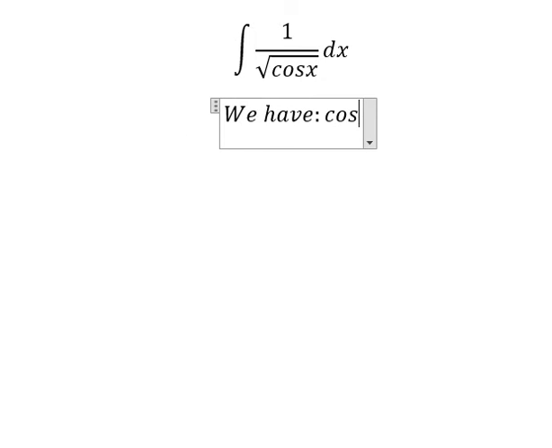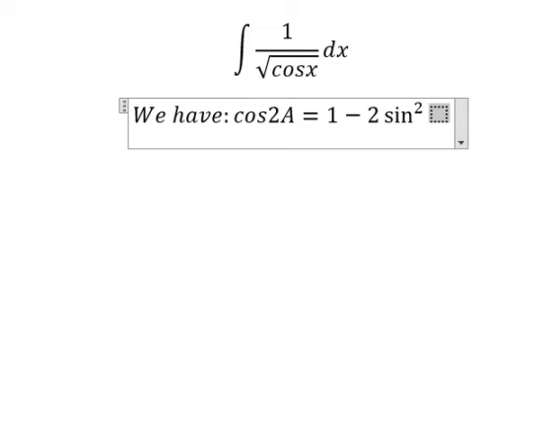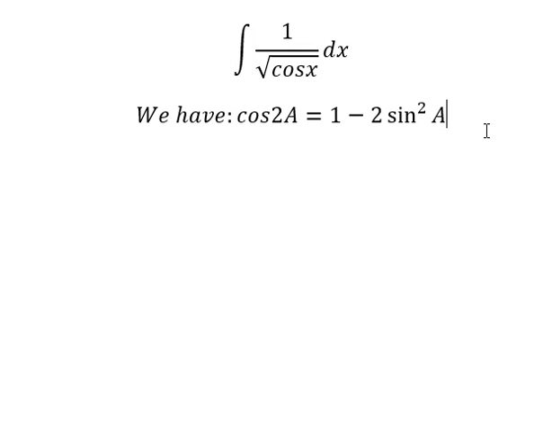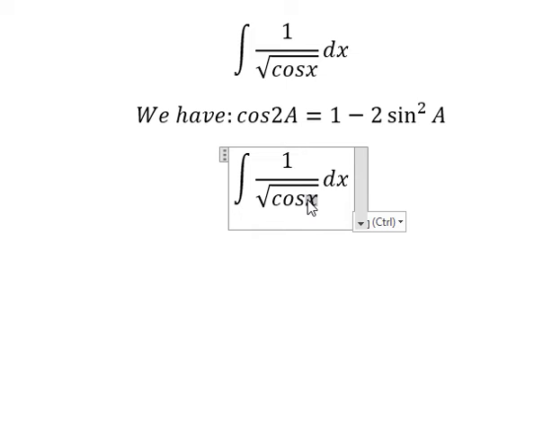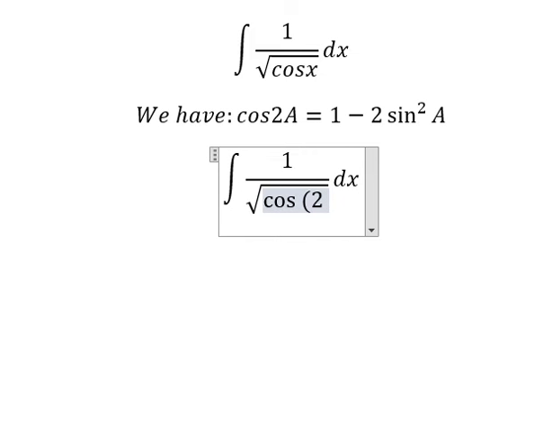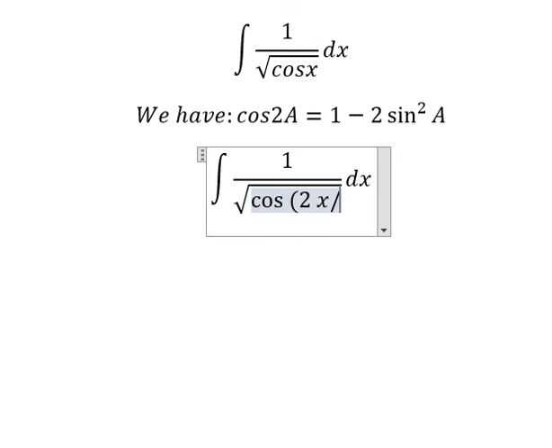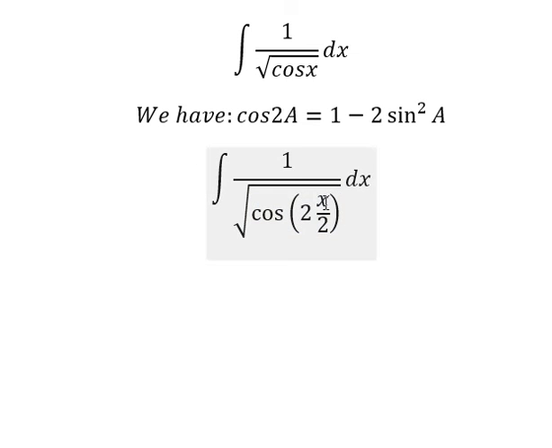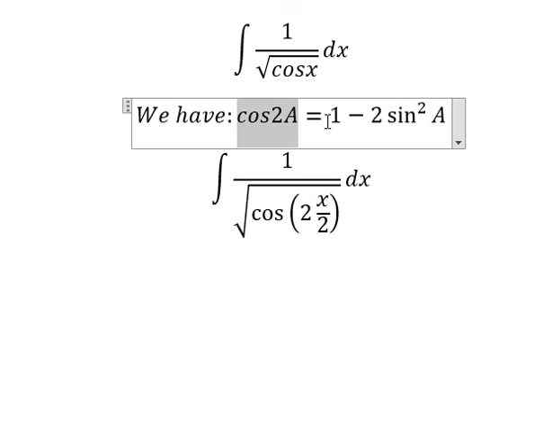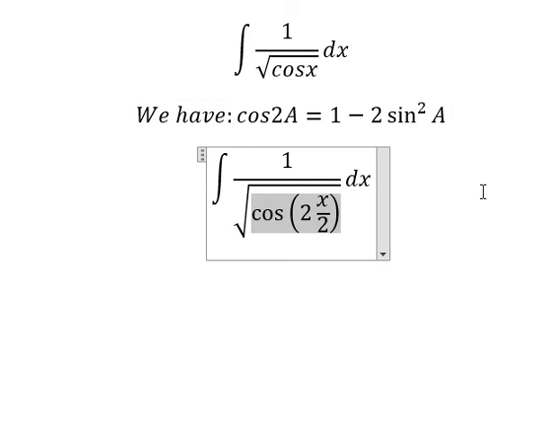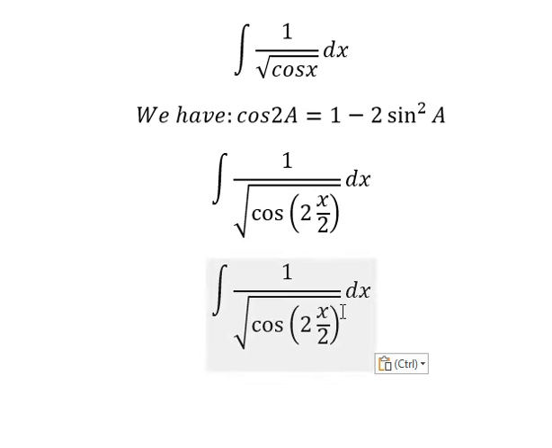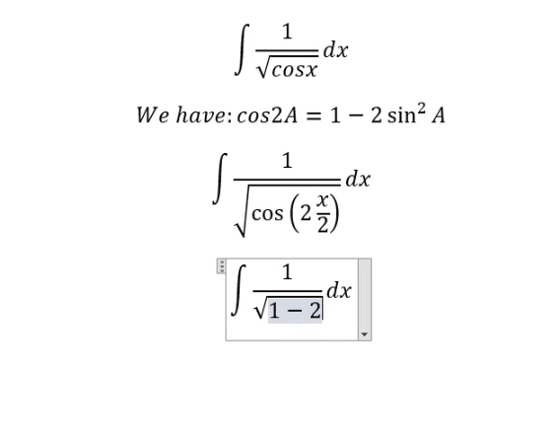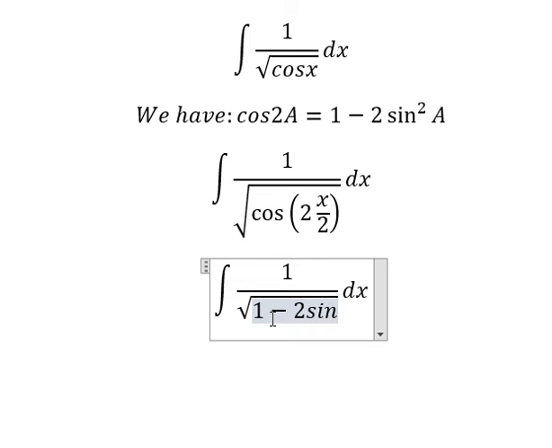That is about cosine 2A equals 1 minus 2 sine A squared in here. Now about s, that is about number 2 multiplied by s over 2. So capital A, that is about s over 2. Now we need to transform this one into this one. So we have 1 minus 2 sine s over 2 squared.